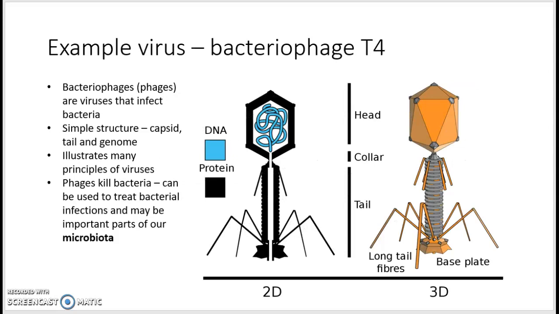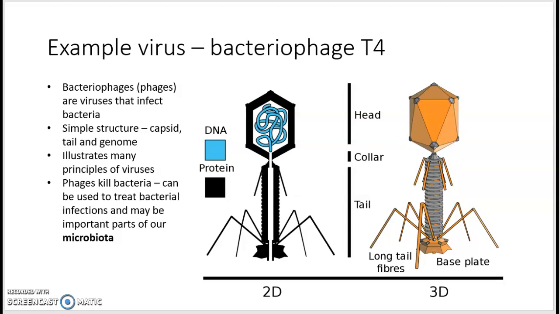So the first example we're going to talk about is bacteriophage T4. Bacteriophages, or phages for short, are viruses that infect bacteria. T4 infects E. coli. A pretty simple structure: protein and DNA. The capsid is made of protein along with a tail, and the genome is made of DNA. They illustrate a number of important principles of viruses, so they're a good example to talk about, but we're also increasingly recognizing the importance of these viruses.